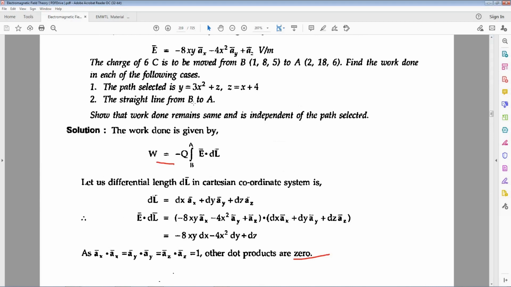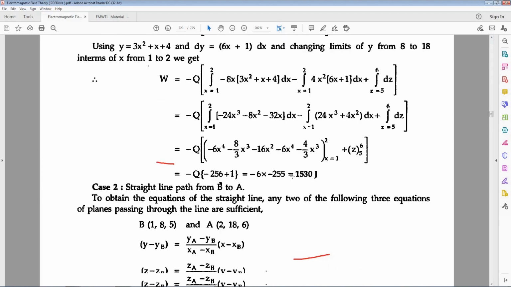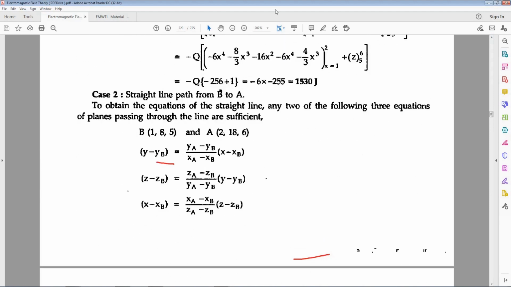And second one, the straight line from B to A. The second case. The straight line path from B to A. To obtain the equations of straight line, any two of the following three equations of planes passing through the line are sufficient. So B is given 1, 8, 5 and A is given 2, 18, 6.